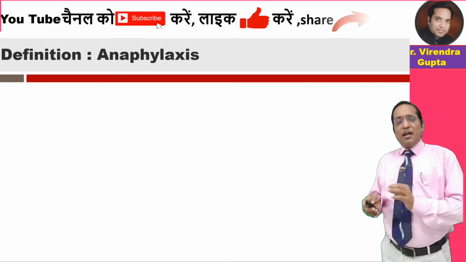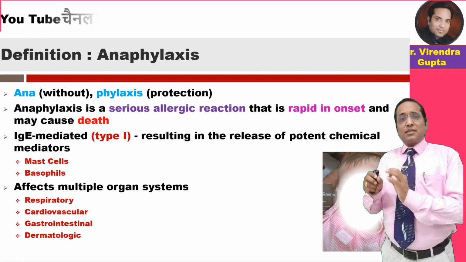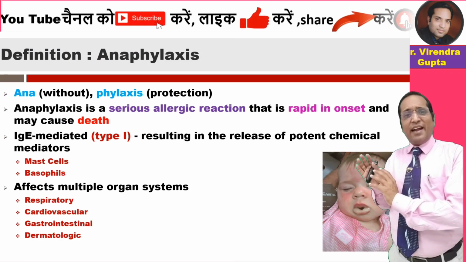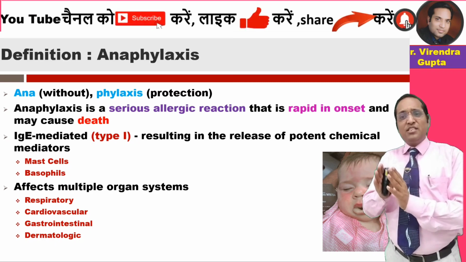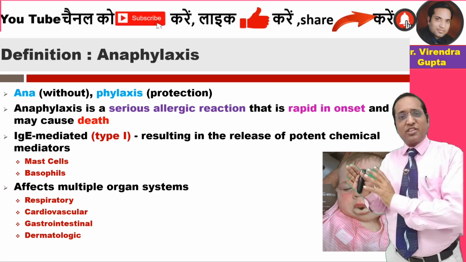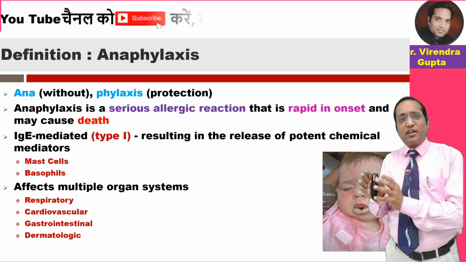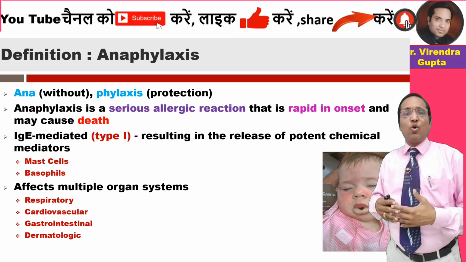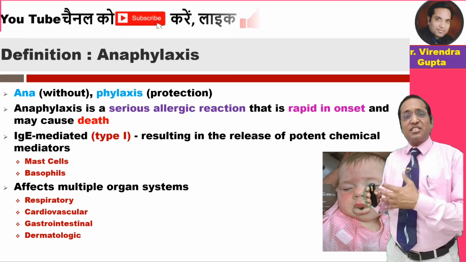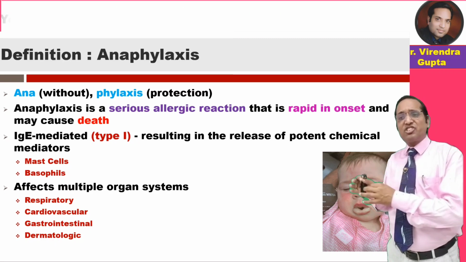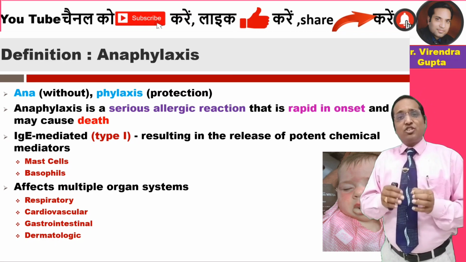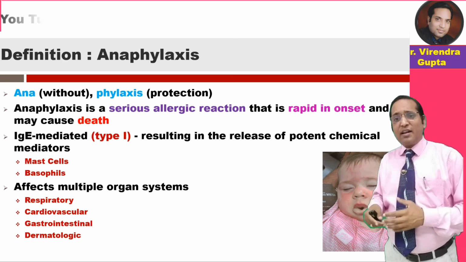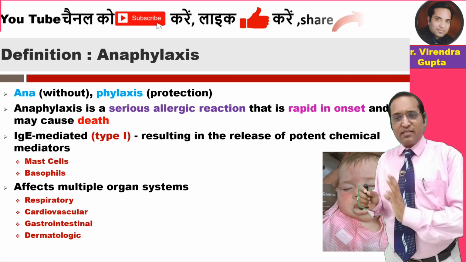So guys, anaphylaxis is a terminology taken from the Latin term, which is divided into ana, meaning without, and phylaxis, meaning protection. So a reaction seen without protection is known as anaphylaxis, which is a serious allergic reaction that is rapid in onset, taking seconds or minutes to hours, and that may cause death.